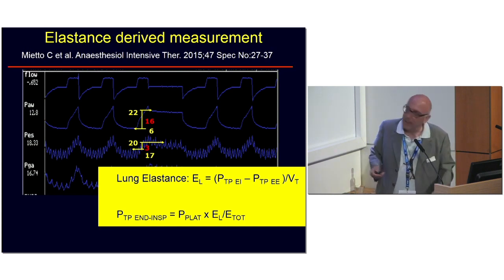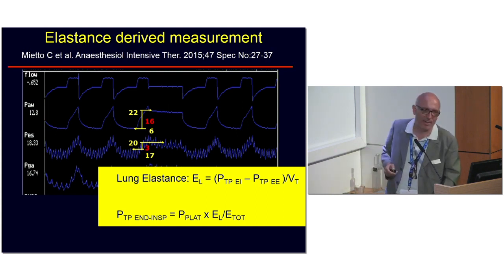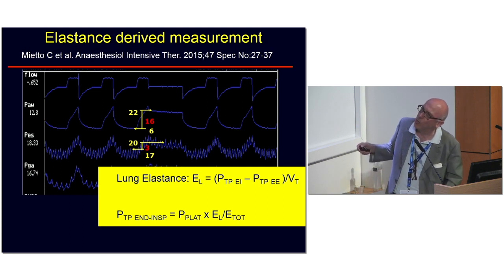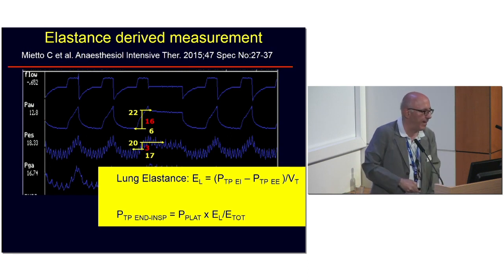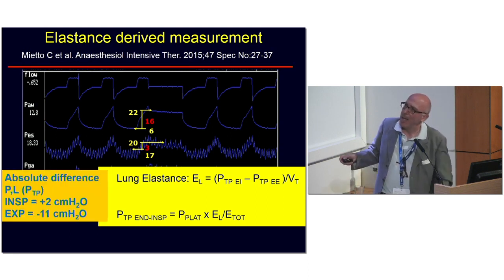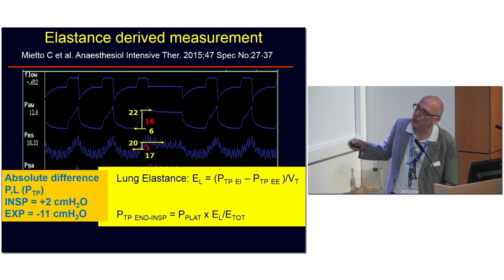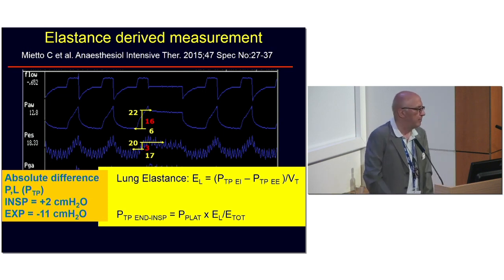Then there are two other methods. One is the elastance derived measurement. How is it? This is a controlled mechanical ventilation, and this is the esophagus. You go from a plateau pressure of 22 and PEEP of 6. This is an example. Driving pressure of 16, tidal volume 600. And this is the esophageal pressure at end inspiration and then expiration, 20 and 17. Difference 3, okay? Now, if we measure the absolute difference, it is 22 minus 20, so plus 2. Do you agree? Talmor would measure like this, okay?